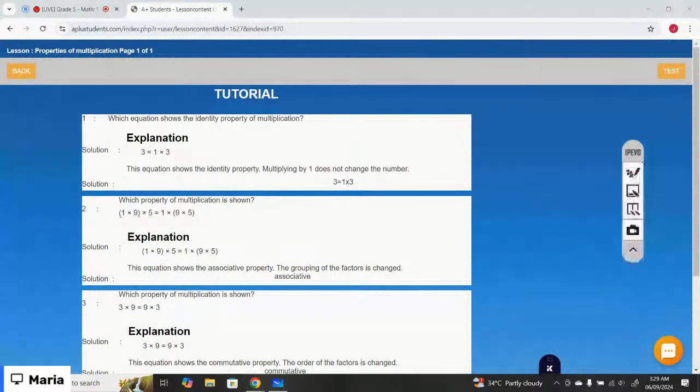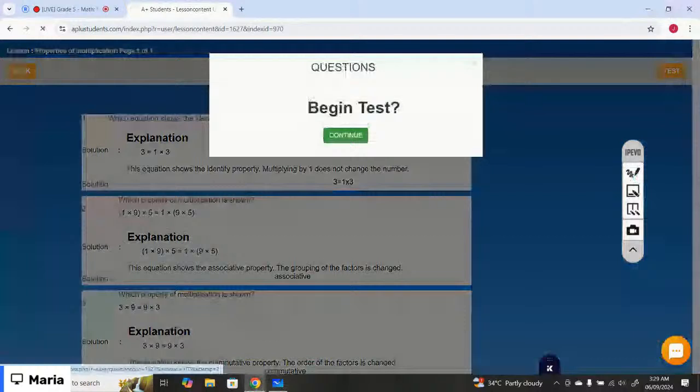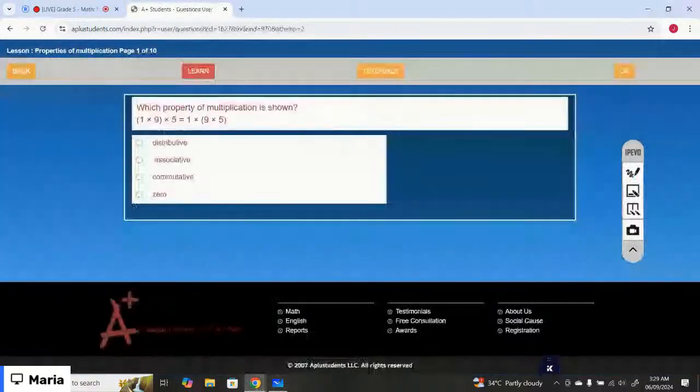Let's just start with the test questions. Which property of multiplication is shown? That's the one we just did. So which is the correct option? Associative property it is, right? The correct option is associative. Option number 2 is the correct option.